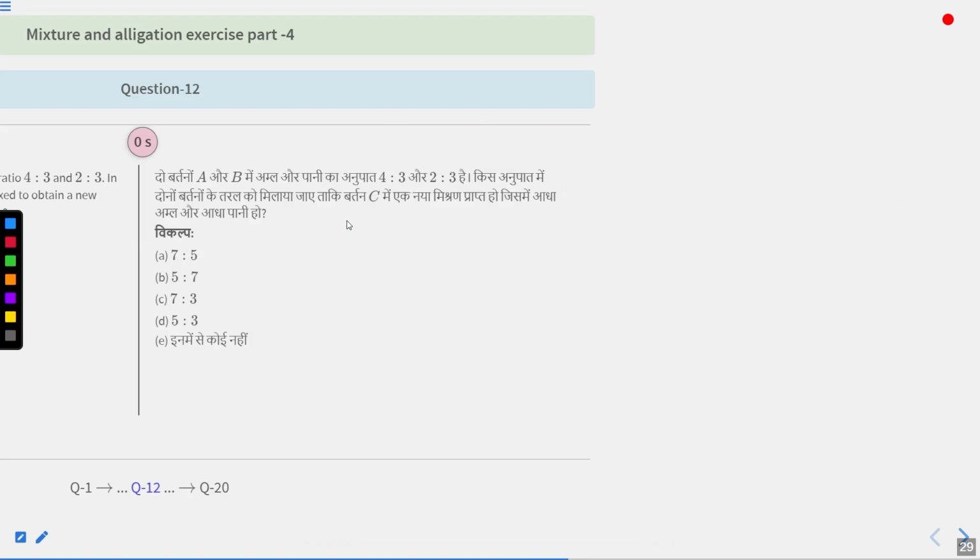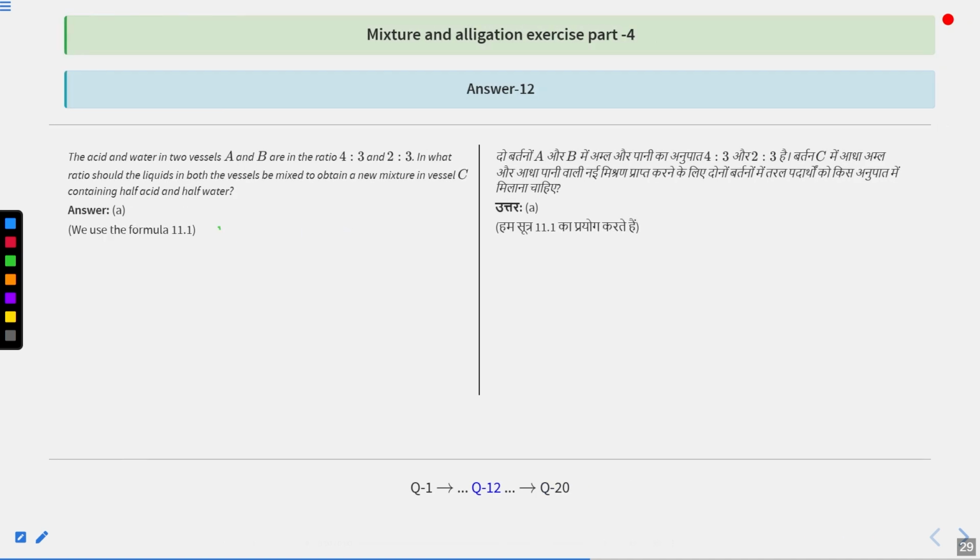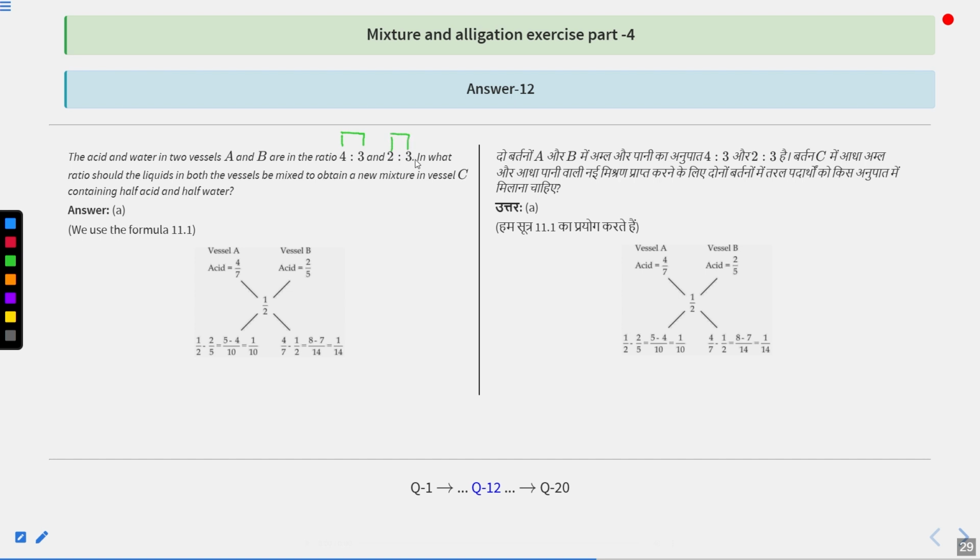Now time's up. Let's see the solution. We are using formula 11.1, alligation. So in the first vessel, we can say that if the total is 7 units, 4 units is acid and 3 units is water. In the same way, in the second vessel, 2 units is acid, 3 units is water, the total is 5 units. So we can write it as 4/7 and 2/5. In vessel A, acid is 4/7. In vessel B, acid is 2/5. Now when we mix them, the ratio will be half acid and half water. What does it mean? It means they have 1:1.